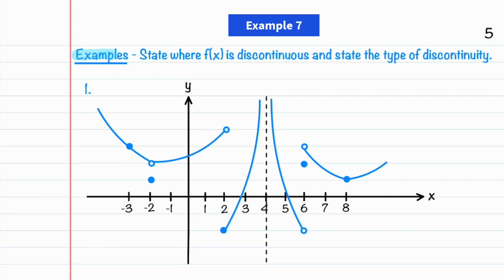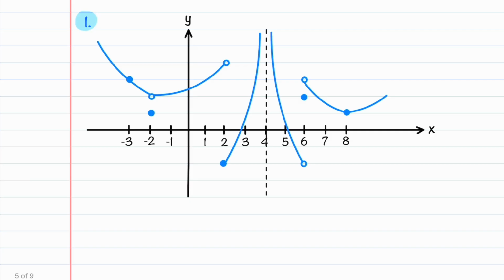We're going to now look at some examples where we are going to state where our function is discontinuous and then state the type of discontinuity. In our first example, we are going to be looking at this graph. There is a lot to that graph. I think the best way to approach this problem is to start looking at this graph and see where it is discontinuous, and we'll start looking at the points on the left and then move to the points on the right. The first point that we're going to look at is x is equal to minus 2.